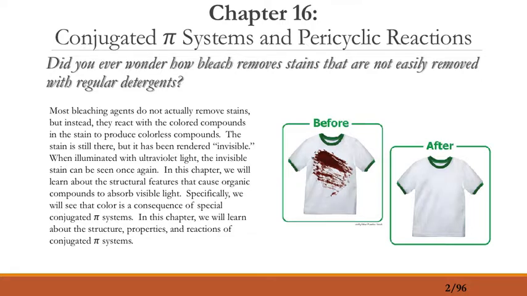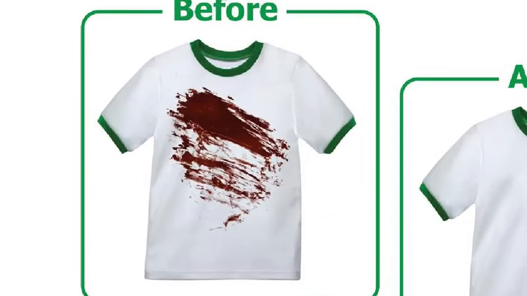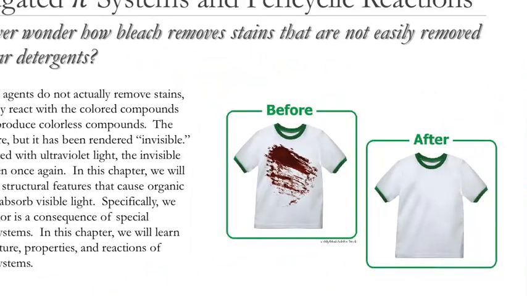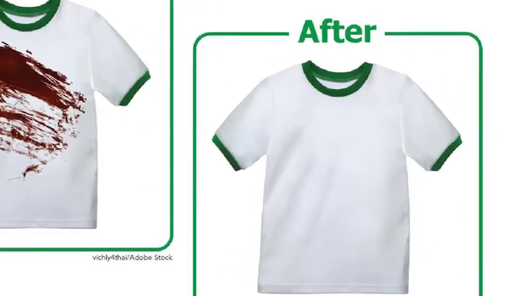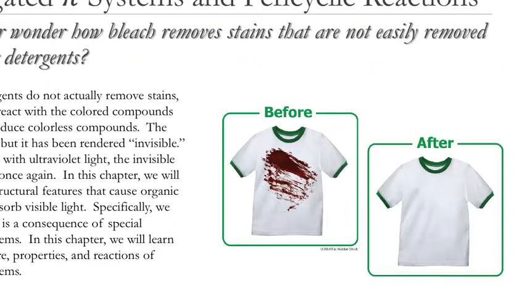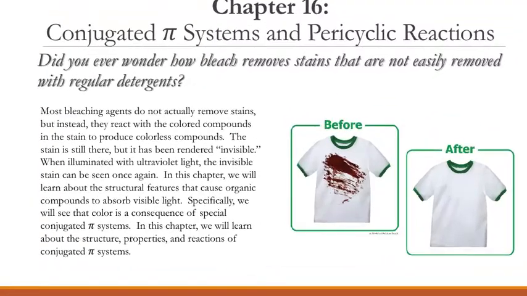In this chapter, or the two of them together from your book, we will learn about the structure, properties, and reactions of conjugated pi systems. You can see in the picture they have the before and after, this shirt with what looks like either paint or muddy stains, and then the after is the clean t-shirt. We're going to see how that works.